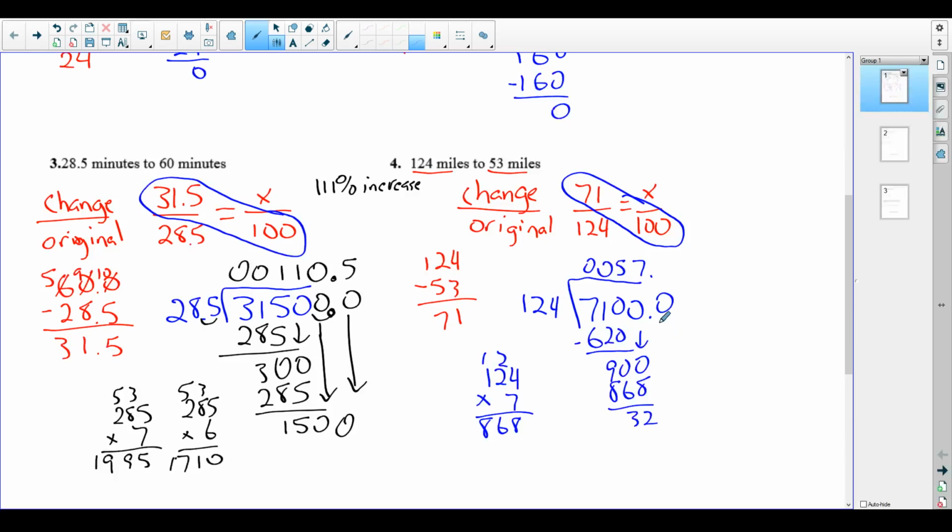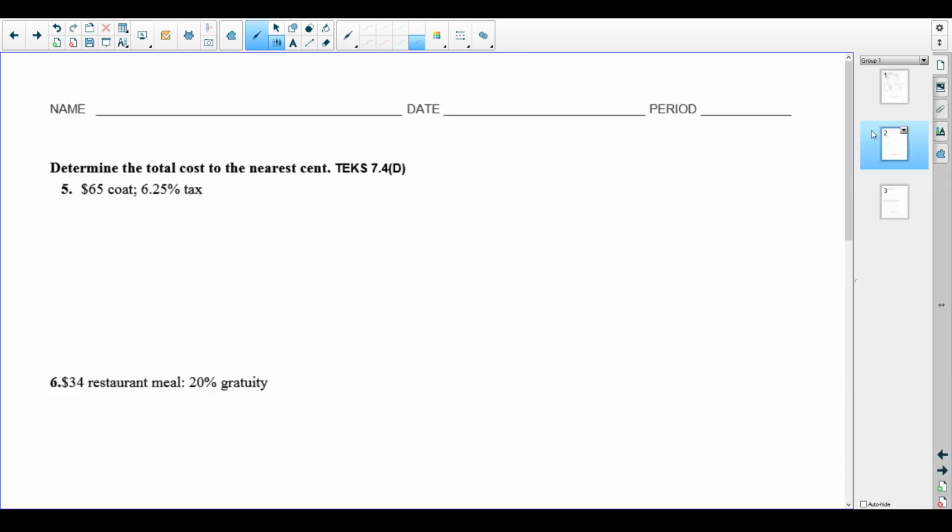So if we wanted to keep going, 124 going into 320 about 2 times. So 57.2, or we could just round that off and call it 57%. It's going down, decrease. And that's percent of change. Nice and easy. That took us 8 minutes. Okay. Let's try to go faster on the next part.